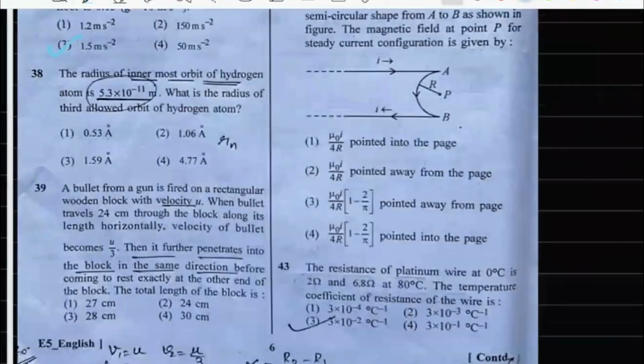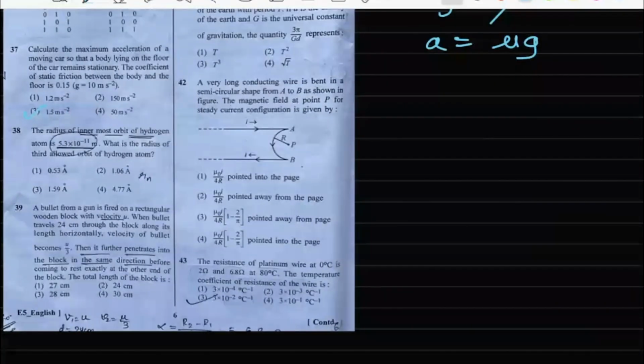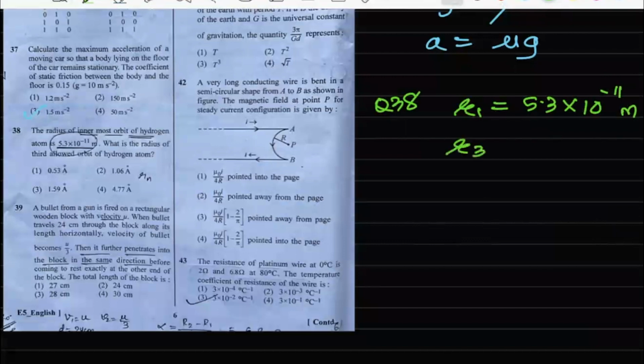Okay. Radius of innermost orbit of hydrogen atom is this much. So that's my R0 value, or you can say R1 value. Innermost orbit means the first orbit. So R1 value for n equal to 1 is 0.53 angstroms, or 5.3 times 10 to the minus 11 meters. Fine. What is the radius of the third allowed orbit of hydrogen atom? Third allowed, basically they want R3.